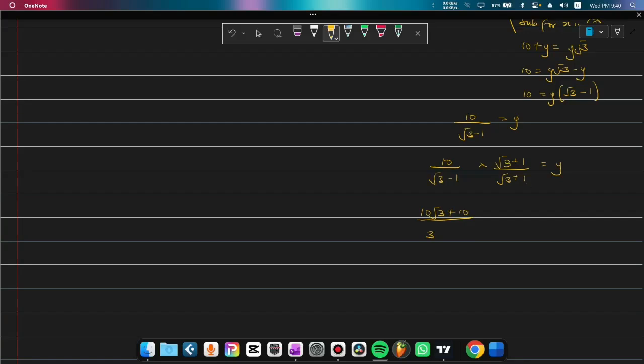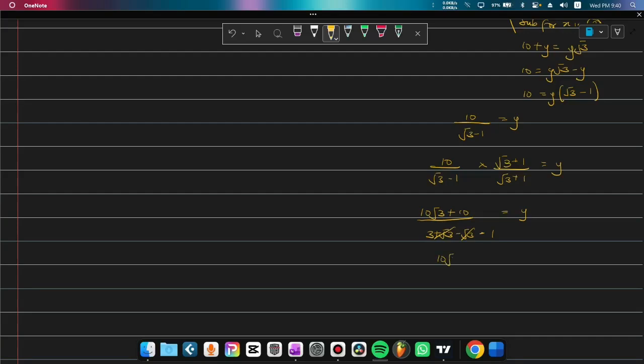Well, root 3 times 1 gives us plus root 3, and just do everything together. Minus 1 times root 3 gives us minus root 3. Then minus 1 times plus 1 gives us minus 1, is equal to y. We are almost done. Plus root 3 cancels out minus root 3. 3 minus 1 is left with 2.